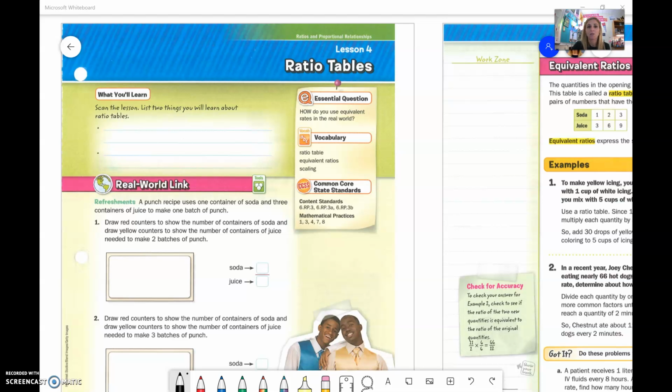All right, sixth graders, here we are, Chapter 1, Lesson 4, starting on page 39.